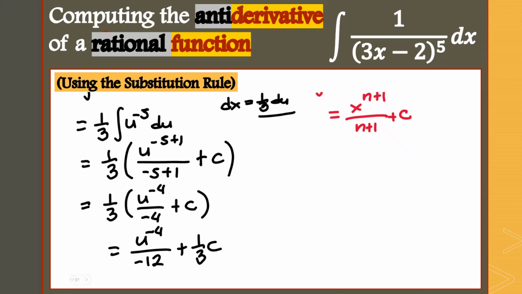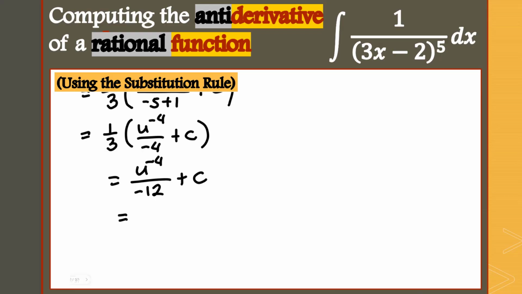Or again, as mentioned previously, since 1/3 c is already an arbitrary constant, we can just generalize it with a certain c. So with this now, we don't like negative exponents, so we can rewrite this as 1 over negative 12 u to the power of 4 plus c, or negative 1 over 12 u to the power of 4 plus c.